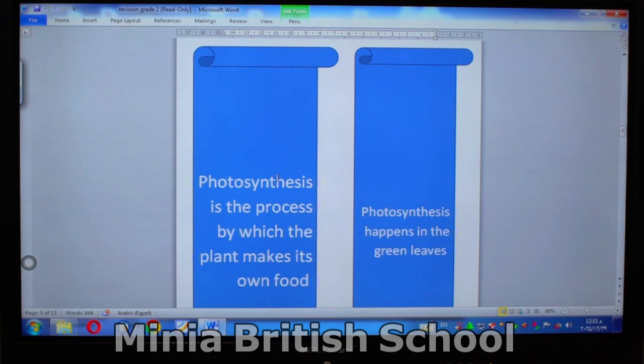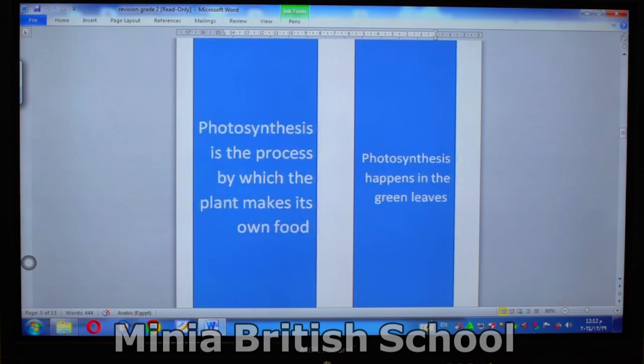Our third topic is about the photosynthesis process. Okay. The plant can't eat like us. So it makes its own food through a process called photosynthesis. It's a process by which the plant makes its own food. Okay. Photosynthesis happens in the green leaves.